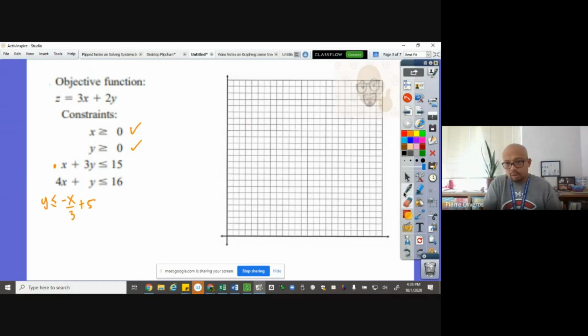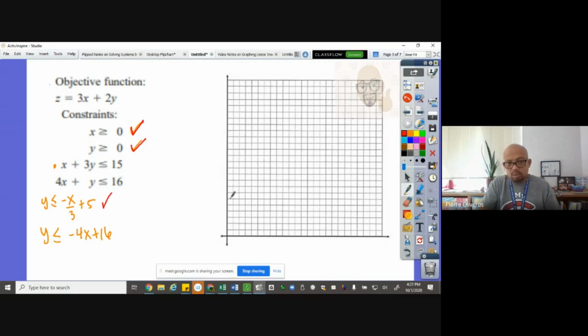The other inequality we have is 4x plus y less than or equal to 16. If you move the 4x to the other side, it gives us y less than or equal to negative 4x plus 16. Okay, so let's graph them. First, we know this is the first quadrant, and both of them give us the first quadrant.